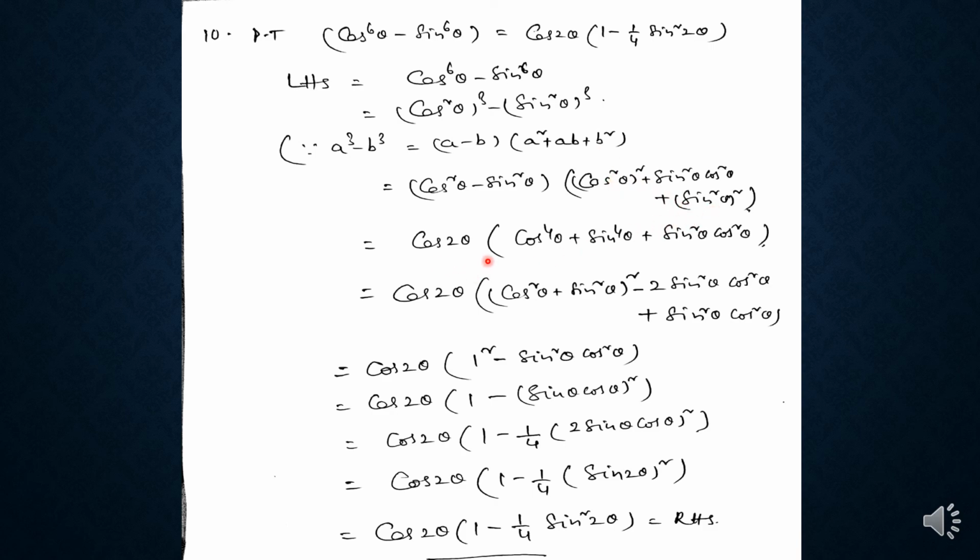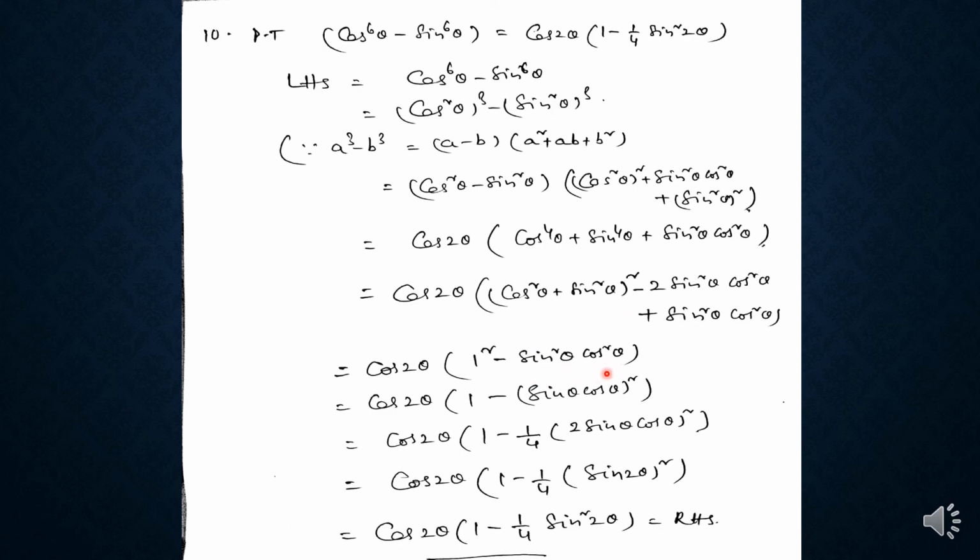So that is cos 2 theta into cos to the power of 4 theta plus sin to the power of 4 theta plus sin square theta into cos square theta. Here this can be written as cos square theta whole square plus sin square theta whole square. This is in the form of a square plus b square. A square plus b square can be written as a plus b whole square minus 2ab, where a is equal to cos square theta, b is equal to sin square theta. Here the value of cos square theta plus sin square theta is 1, so 1 minus sin square theta cos square theta.